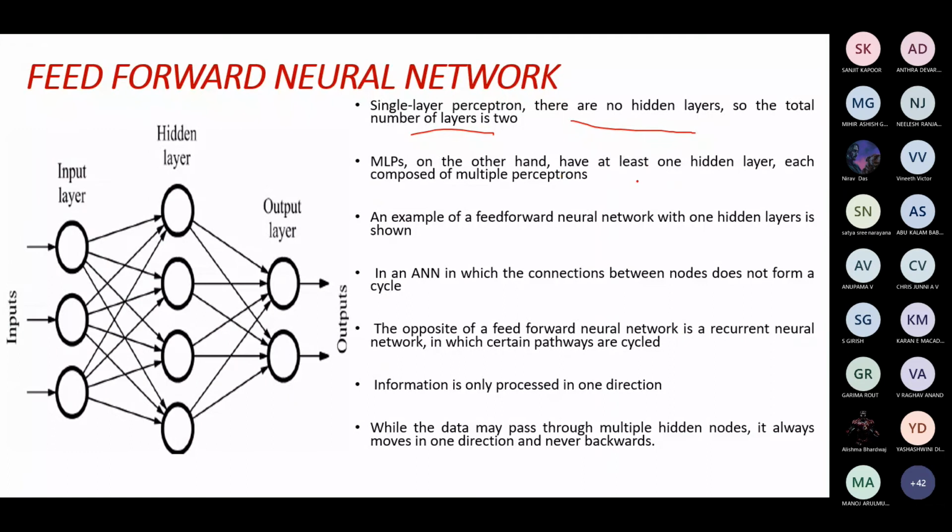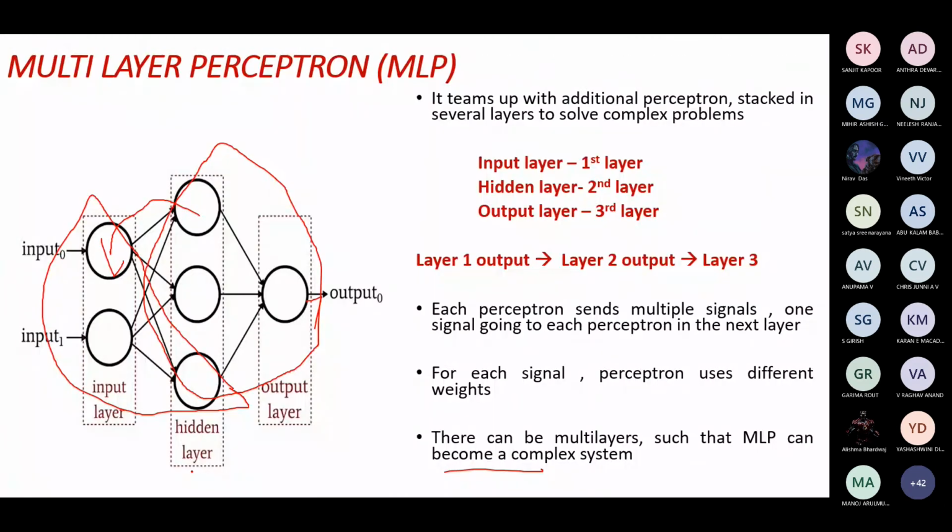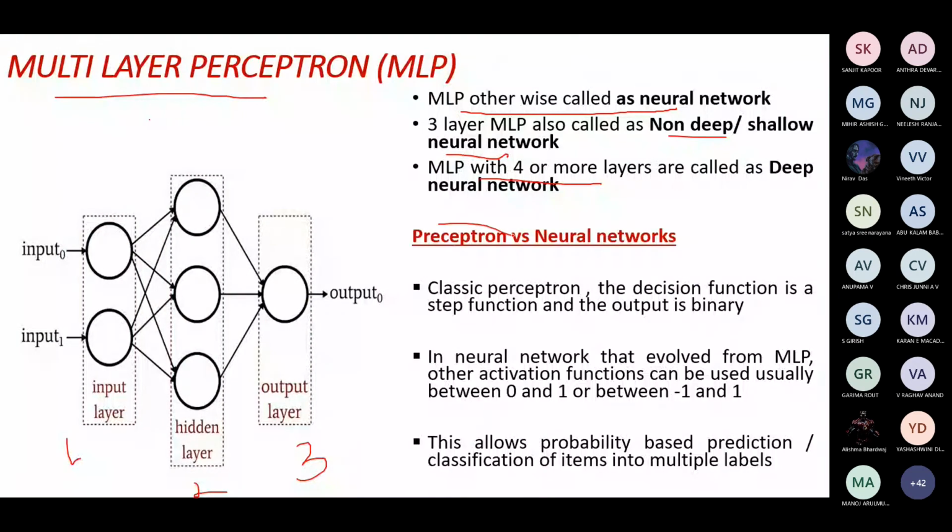MLP, on the other hand, has at least one hidden layer. It is composed of multi-layer perceptrons, with at least one hidden layer. An example of feed forward with one hidden layer is shown. Artificial neural network, I have told you, right? What is an artificial neural network? Deep neural network, ANN. It is also called an ANN.